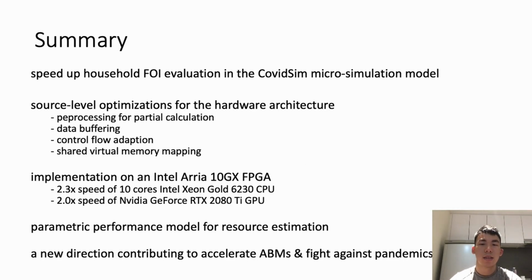In conclusion, the project presents an approach to speed up the household FOI evaluation in the Covidsim microsimulation model. There are 4 main source-level optimizations for the hardware architecture, which include preprocessing for partial calculation, data buffering, control flow adaptation, and shared virtual memory mapping. An implementation of the proposed accelerator on an Intel Arria 10 FPGA achieves 2.3 times speedup over 10 Intel Xeon CPU cores. It is also twice as fast as an Nvidia GeForce GPU.